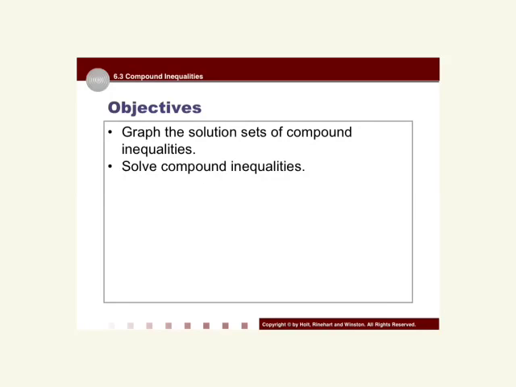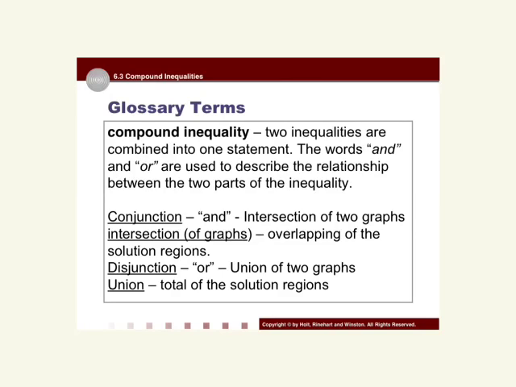Compound inequalities is more or less when we have two inequalities written in one sentence. Just like you'd have a compound sentence in English, where you'd have a subject and a verb, and a subject and a verb. All right. Well, a compound inequality falls right along those same lines, where you're going to have two inequalities written as one sentence. We'll learn how to graph solution sets to compound inequalities and also to solve compound inequalities.